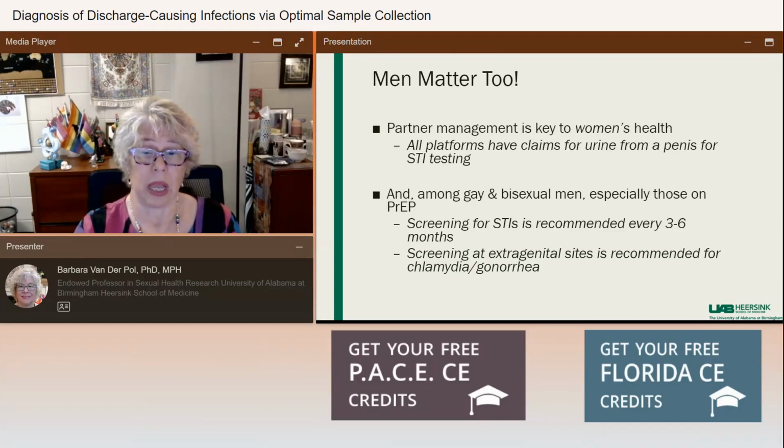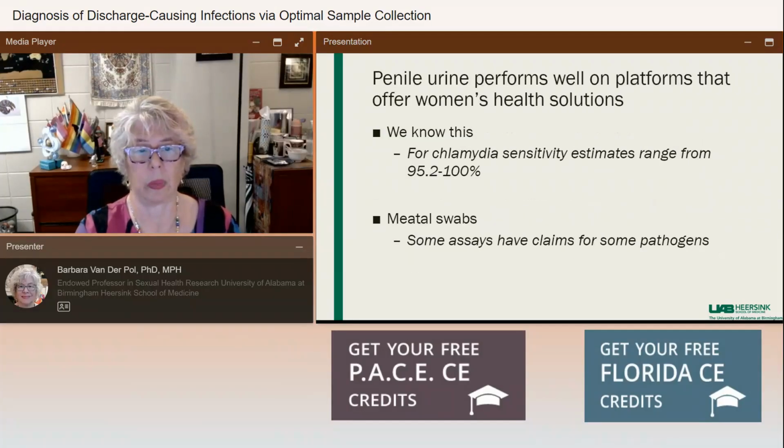And also, among gay and bisexual men, and especially those men on PrEP, there are recommendations for screening for STIs every 3 to 6 months. And those recommendations also include extragenital sites, anal rectal sites, and the throat, screening for chlamydia, gonorrhea. So we know that urine from a penis performs really well on these platforms. We've used that from the first generation, and every test generation, they come out a little bit more sensitive. So we're hitting in the 95 to 100% sensitivity range for chlamydia, maybe slightly lower for gonorrhea.